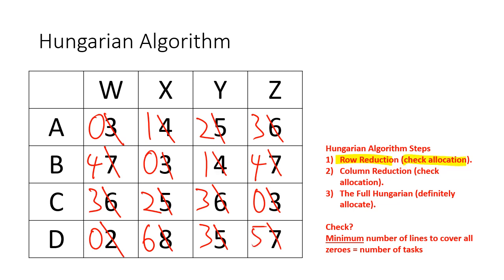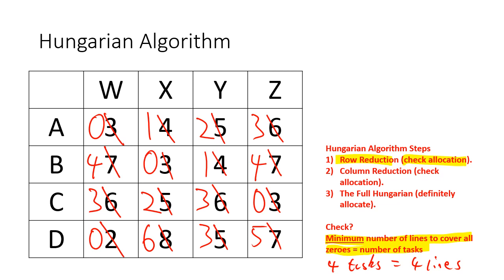We need to check allocation, and we do that by looking for the minimum number of lines to cover all the zeros equals the number of tasks. So we have got 4 tasks, so we want 4 lines just to cover all the zeros. I'm going to grab my highlighter here, and I'm going to do it in purple.